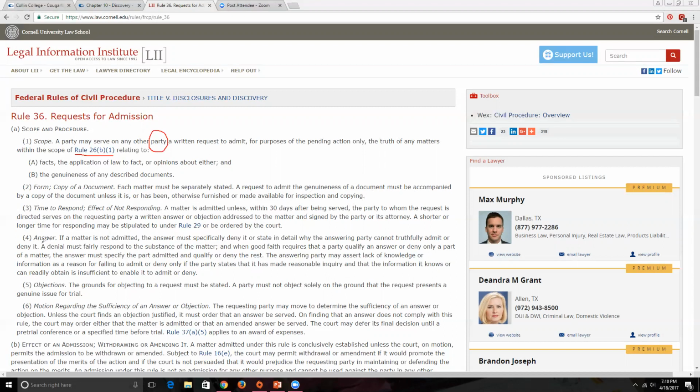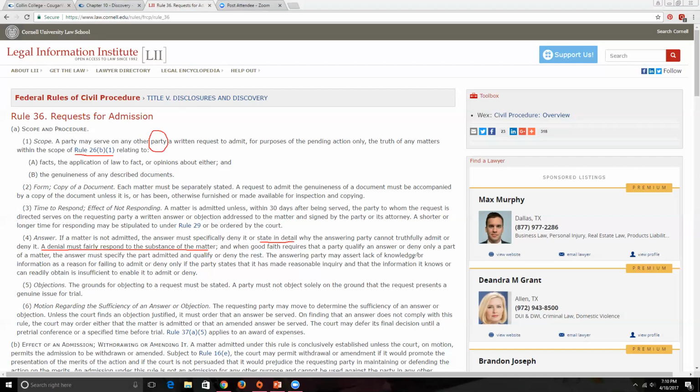And answer, let's look at what the answer looks like. If a matter is not admitted, the answer must specifically deny it or state in detail why the answering party cannot truthfully admit or deny it. A denial must fairly respond to the substance of the matter. And when good faith requires that a party qualify an answer or deny only part of the matter, the answer must specify the part admitted and qualify or deny the rest. So you have to be very precise in how you word this, in other words.